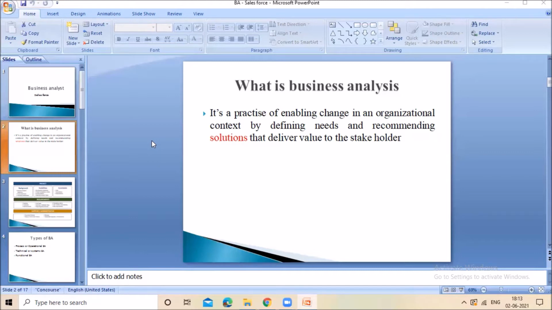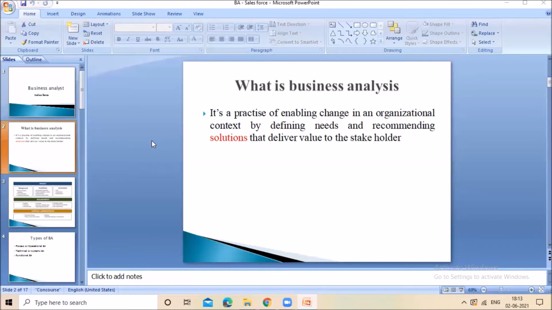So in brief, business analysis is all about understanding the requirements and providing solutions to the customer. This is what generally a BA role is all about. Now, what are the different types of business analysts usually? Because as I mentioned, the business analyst role is to understand the requirements and provide solutions. Now, what are the different types of BAs there will be?